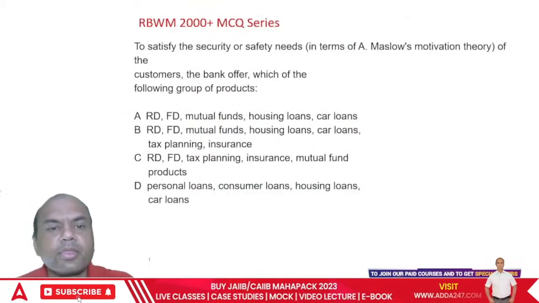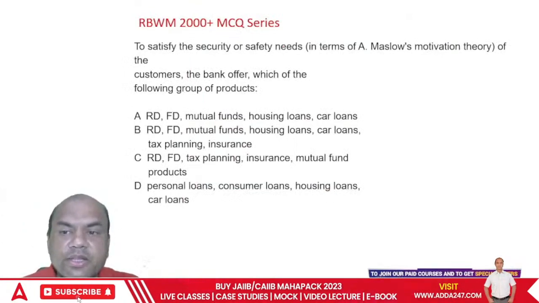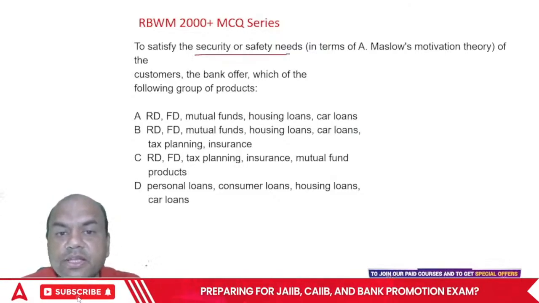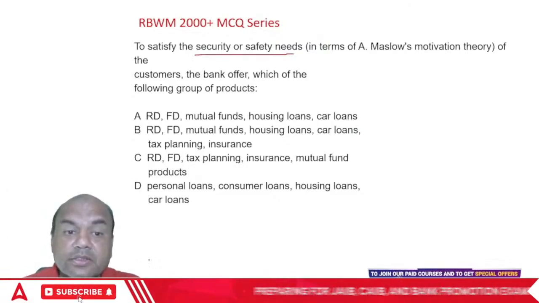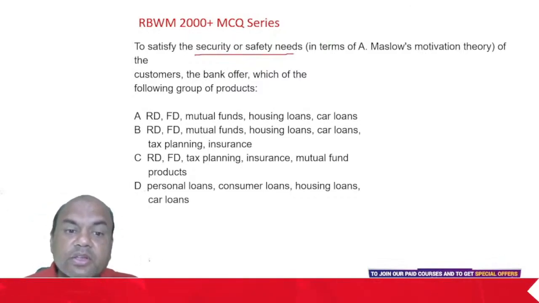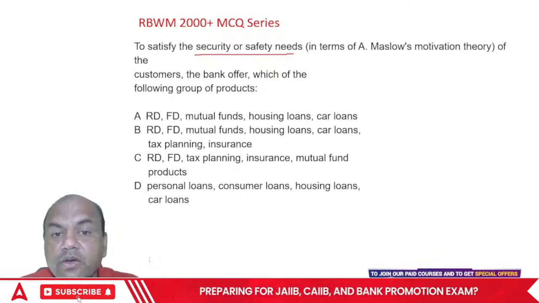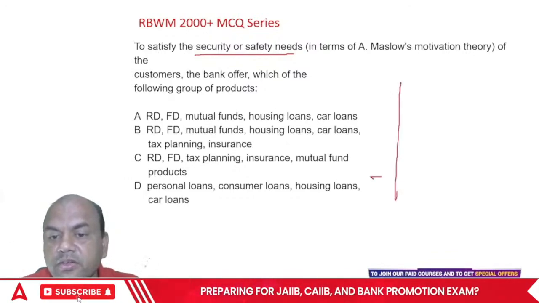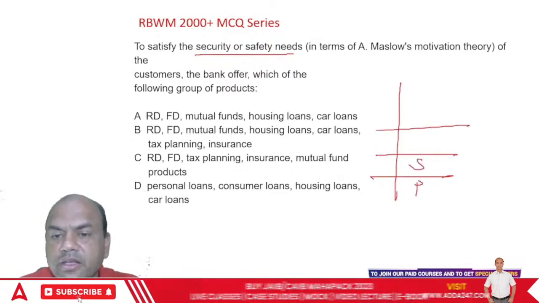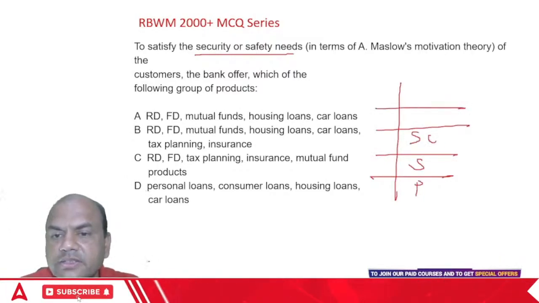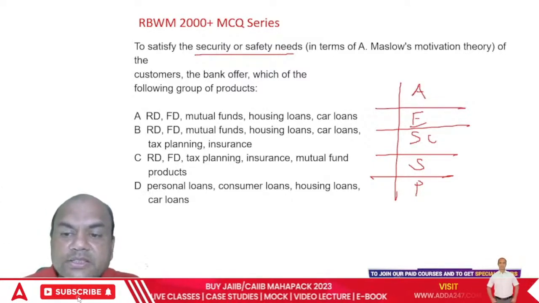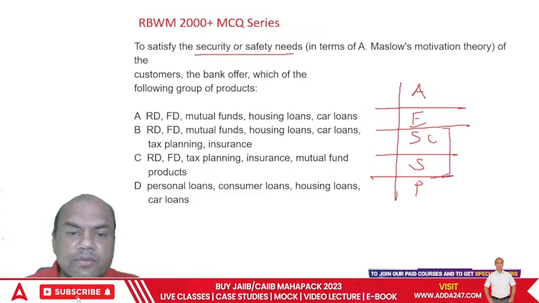Okay. To satisfy the security or safety needs of the customers, bank offers which of the following products? So security and safety needs as per the Maslow's hierarchy. Again, go back to Maslow. Okay. First question. So what all products are offered? Security and safety. Second level. Now see this. Physiological, safety, security, then esteem and actualization, right? To satisfy this security and safety, second and third level now.